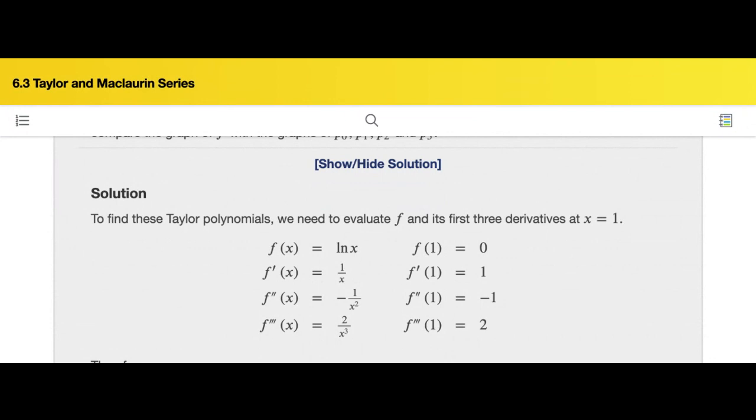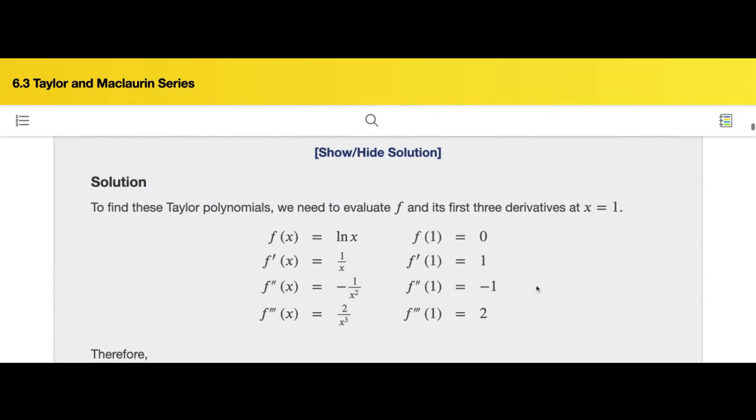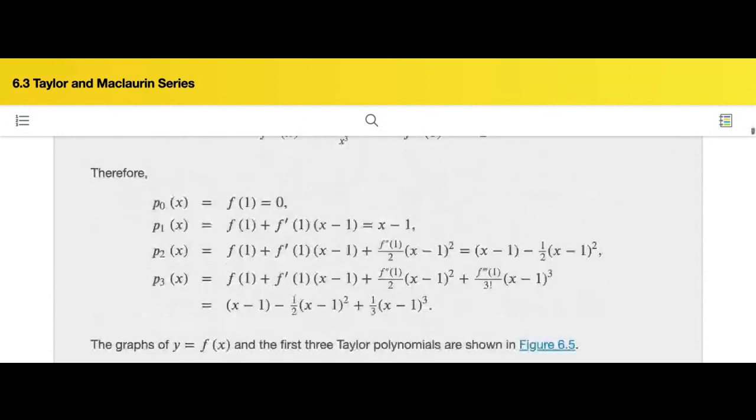So we calculate the primes up to the order. Then we evaluate at the given point, at the given a. Here we're given a as 1. So now we have all those values. We just plug in the definition of Taylor's polynomial.